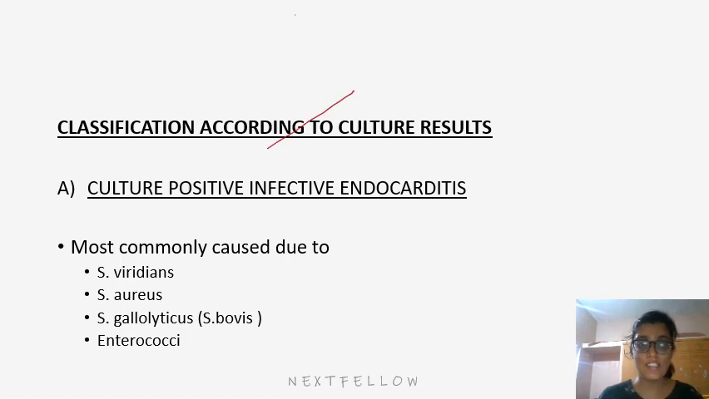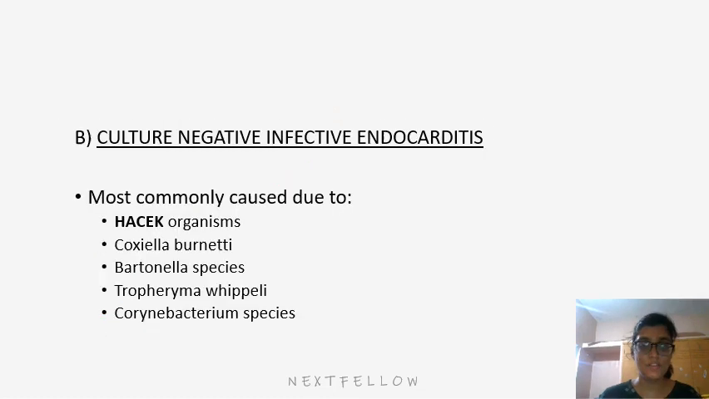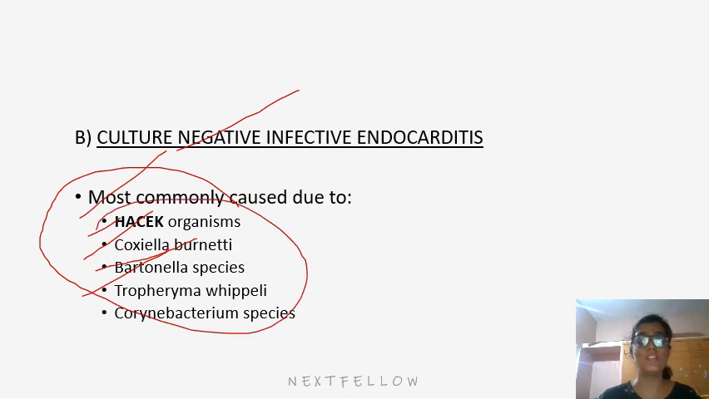Classification according to culture results. Culture positive infective endocarditis is most commonly caused by Streptococcus viridans, Staphylococcus aureus, Streptococcus gallolyticus, and Enterococci. Culture negative infective endocarditis is most commonly due to the HACEK group of organisms, Coxiella burnetii, Bartonella species, Tropheryma whipplei, and Corynebacterium species. So all these organisms cause culture negative infective endocarditis.